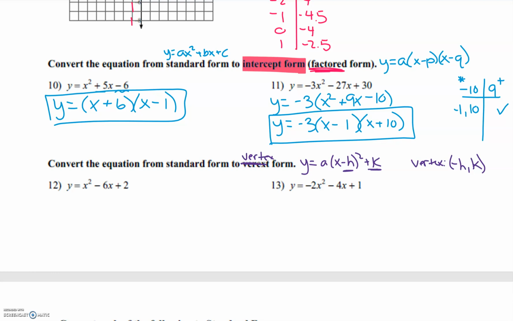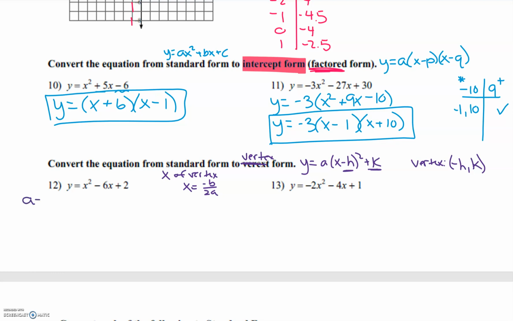Well, how do we get a vertex when we're in standard form? To get the x of your vertex, we're going to do negative b over 2a. That's the same as our axis of symmetry. Then we can either use a table to find the y that goes with that x, or you can plug it in. So it's really your preference.